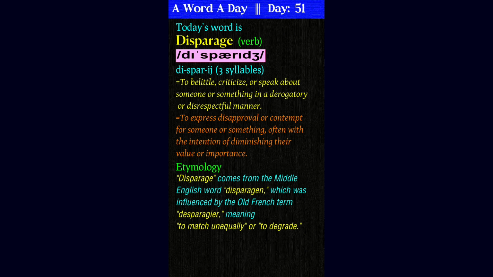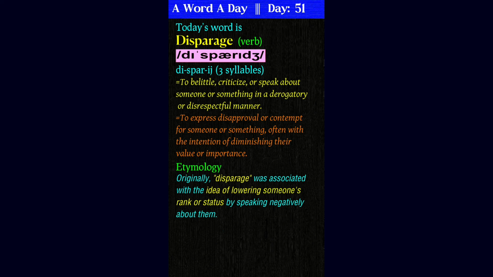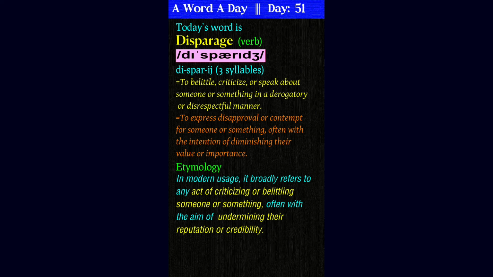Etymology: Disparage comes from the Middle English word disparagen, which was influenced by the Old French term disparager, meaning to match unequally or to degrade. The word disparage combines the prefix dis, indicating negation or reversal, with parage, meaning equal or peer, reflecting its original sense of diminishing someone's worth or standing. Originally, disparage was associated with the idea of lowering someone's rank or status by speaking negatively about them. In modern usage, it broadly refers to an act of criticizing or belittling someone or something, often with the aim of undermining their reputation or credibility.